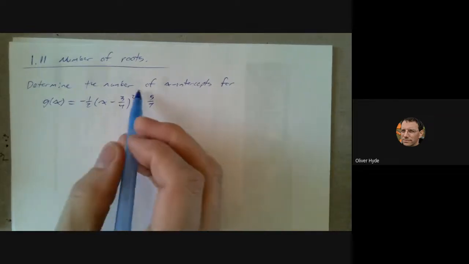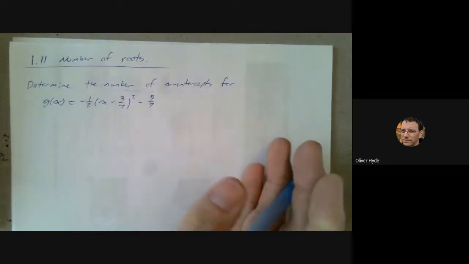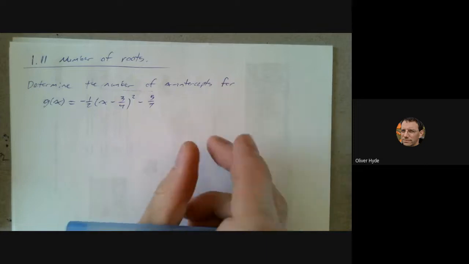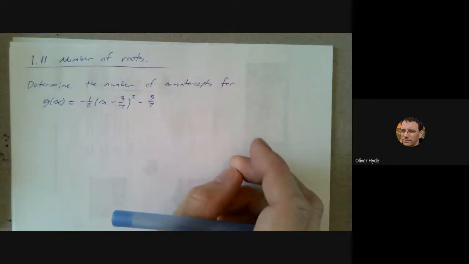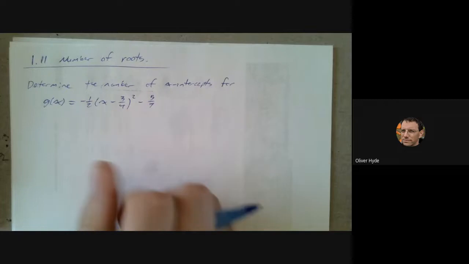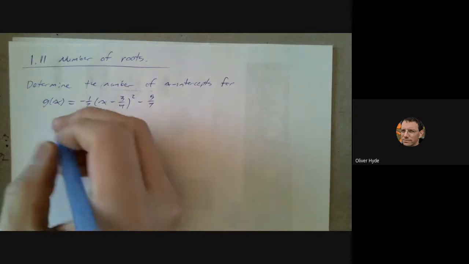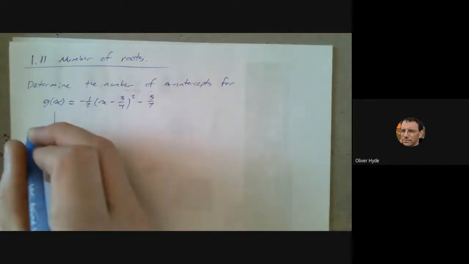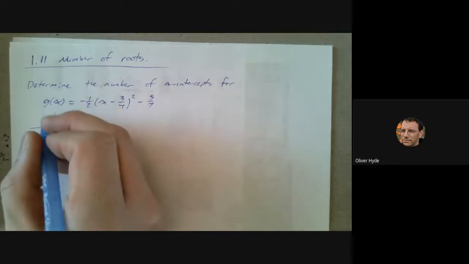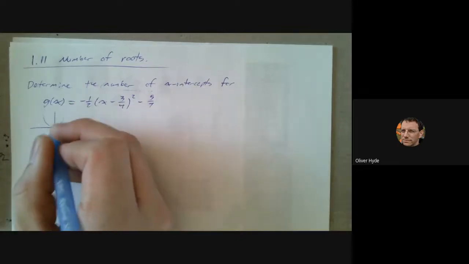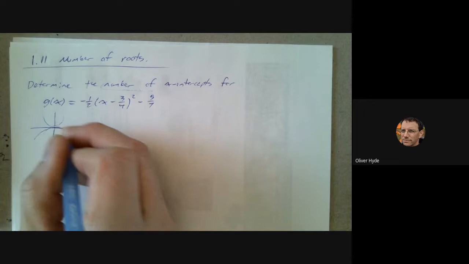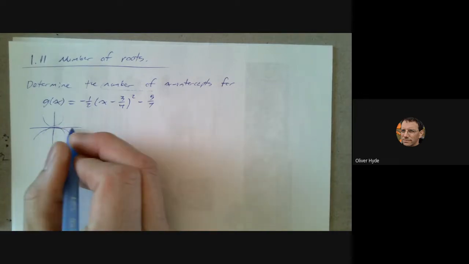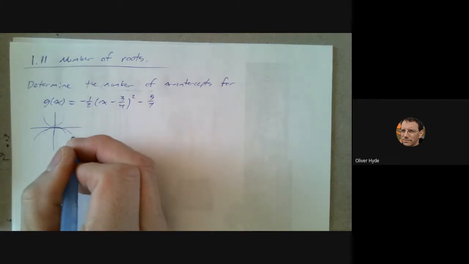Sometimes students see number of x-intercepts and they think discriminant. And discriminant is great because from standard form, it tells you how many x-intercepts you have. But we're not in standard form. In class, we hopefully had a chance to quickly talk about how g is a quadratic function that's been vertically reflected, stretched vertically by 1/2, translated right 3/4, and down 5/7.